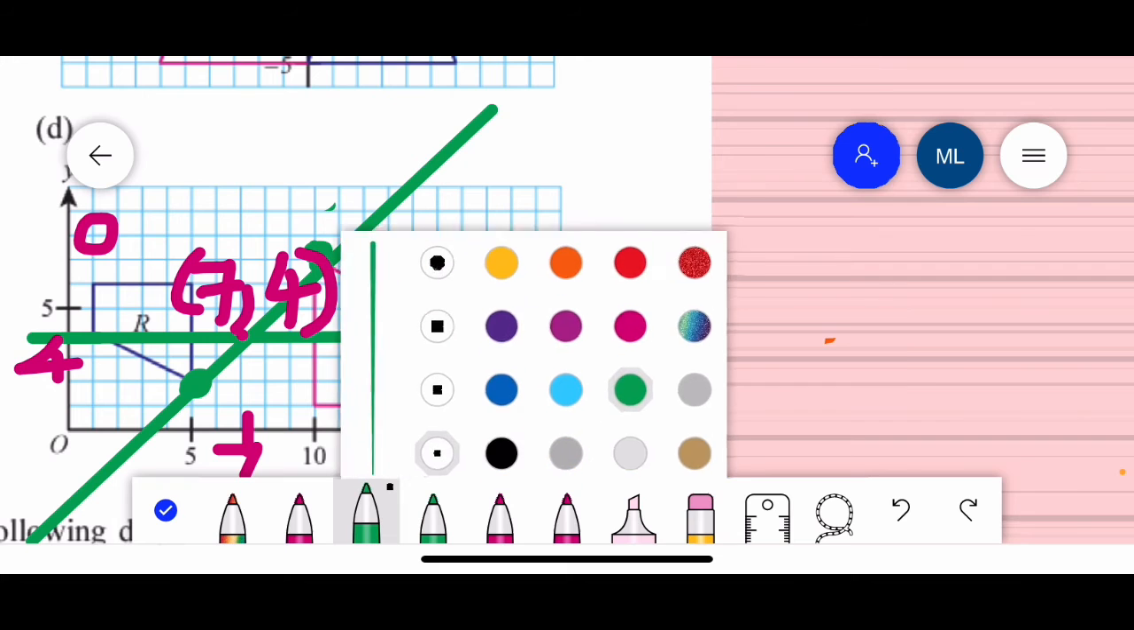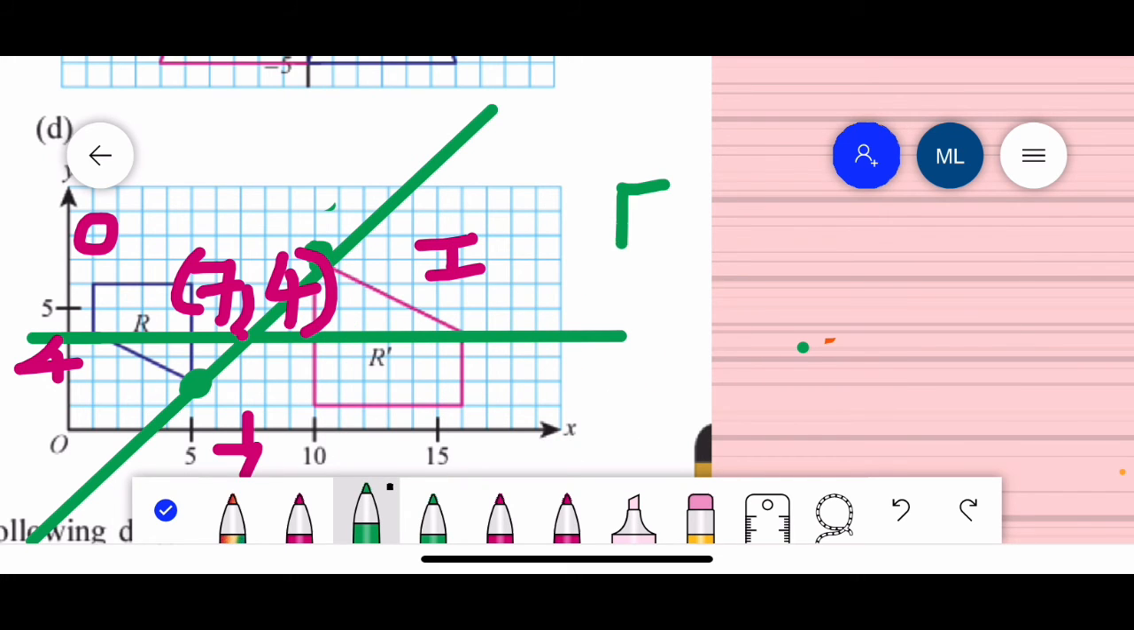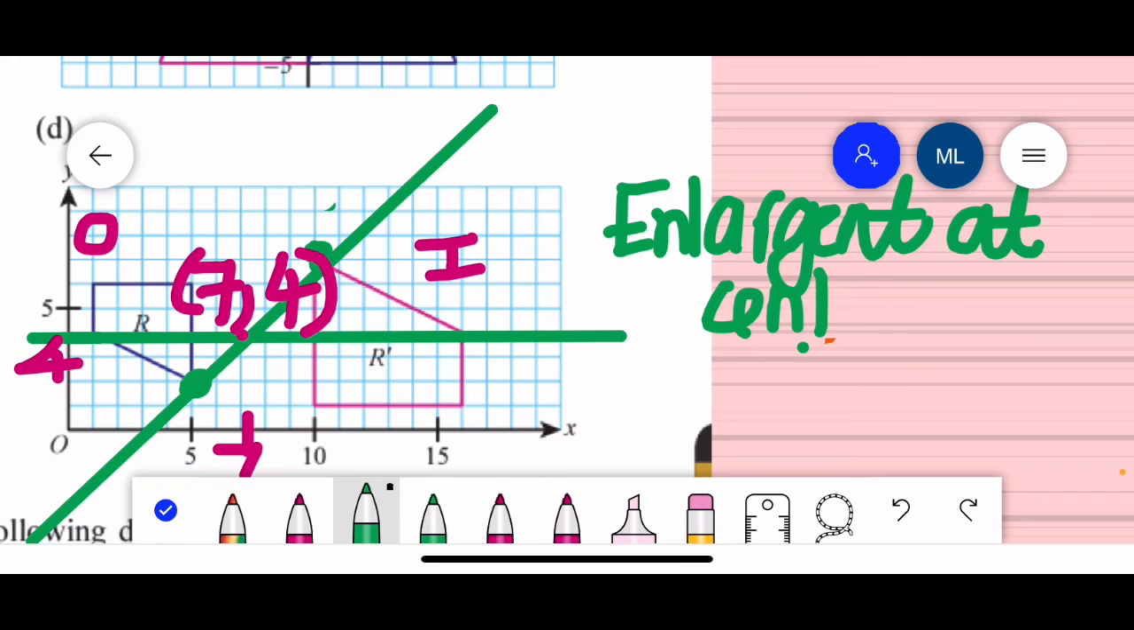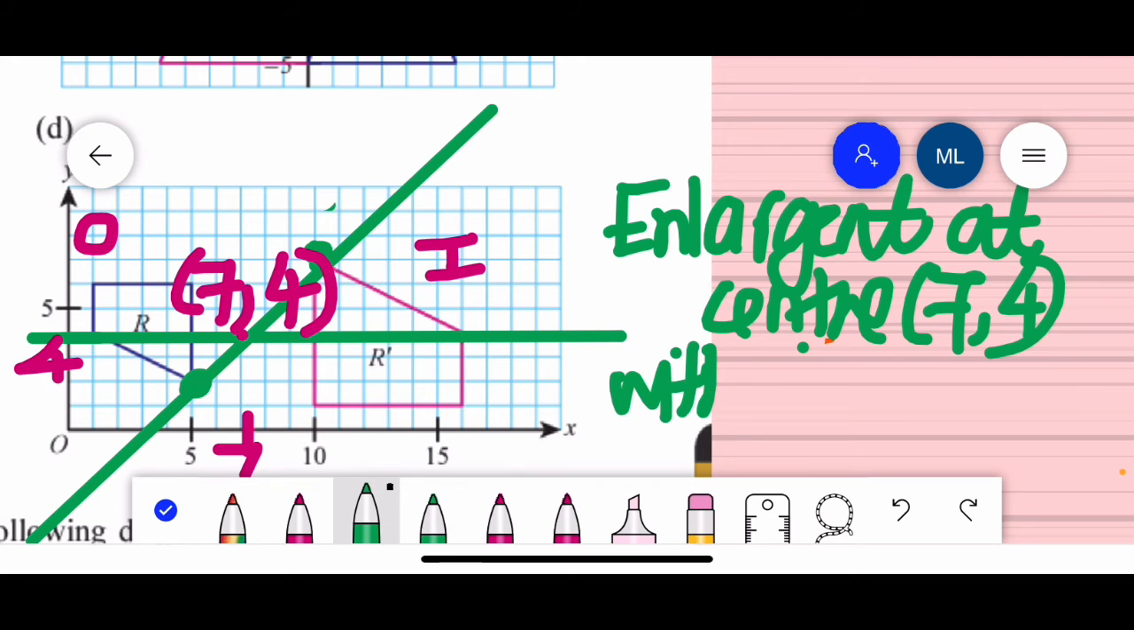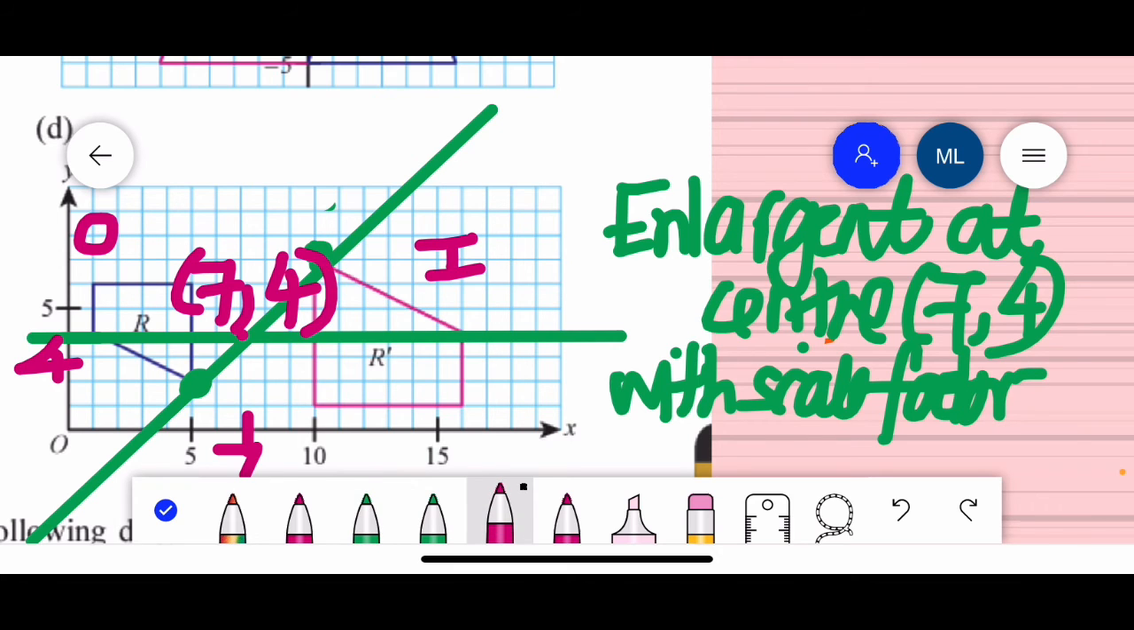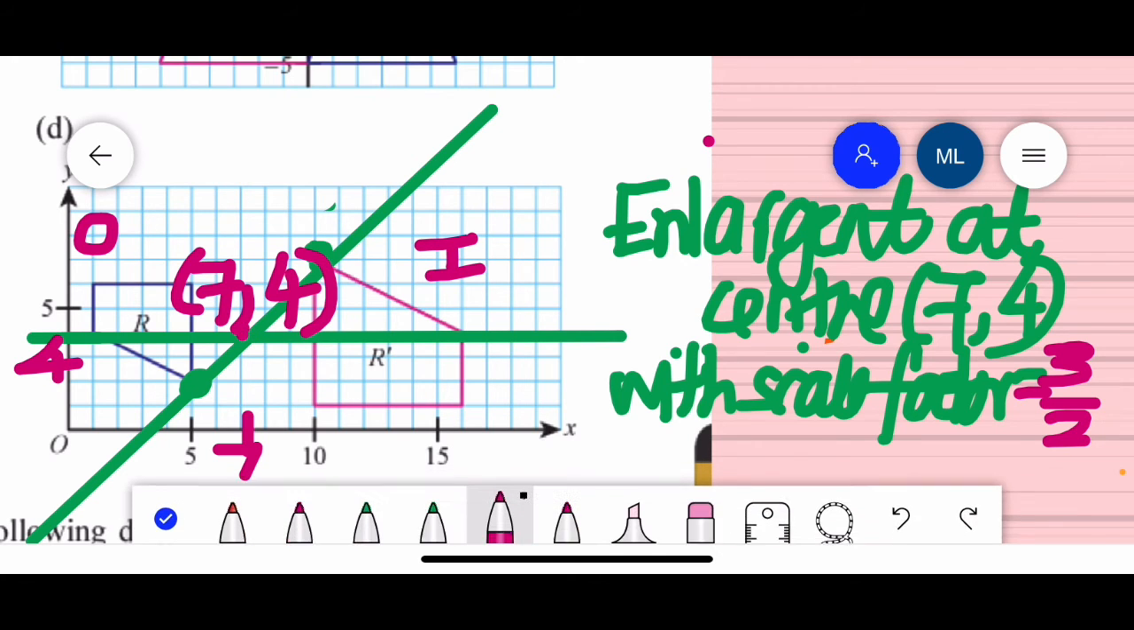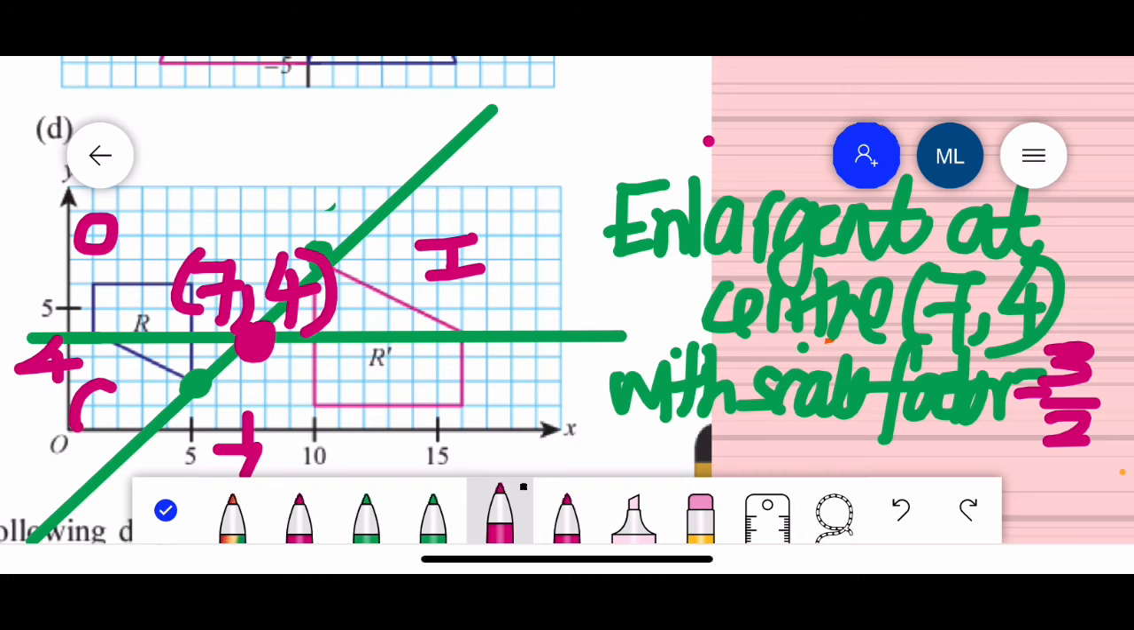So we will write down the answer. The answer is enlargement with center 7, 4, with scale factor negative 3/2. I'm going to use the color pen to show it's negative 3/2. The center is here. Can you see that? This is the center, and the object here and the image here are on opposite sides of the center of enlargement, so it is negative. That is how you describe the enlargement.